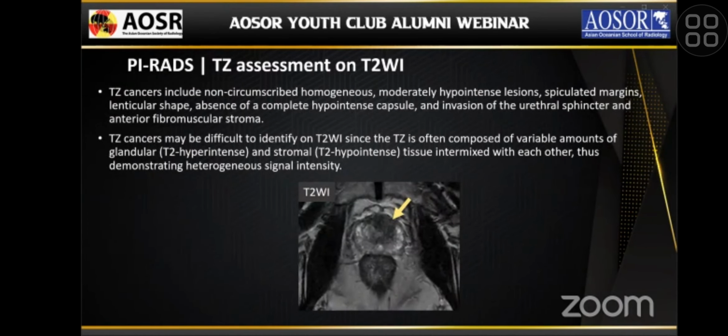Now, let's move on to the evaluation of transition zone. TZ cancers appear as non-circumscribed homogeneous, moderately hypointense, lenticular-shaped lesions with absence of hypointense capsule and may invade other structures. As I mentioned earlier, detecting TZ cancer is challenging due to the heterogeneous signal of the normal TZ tissue.